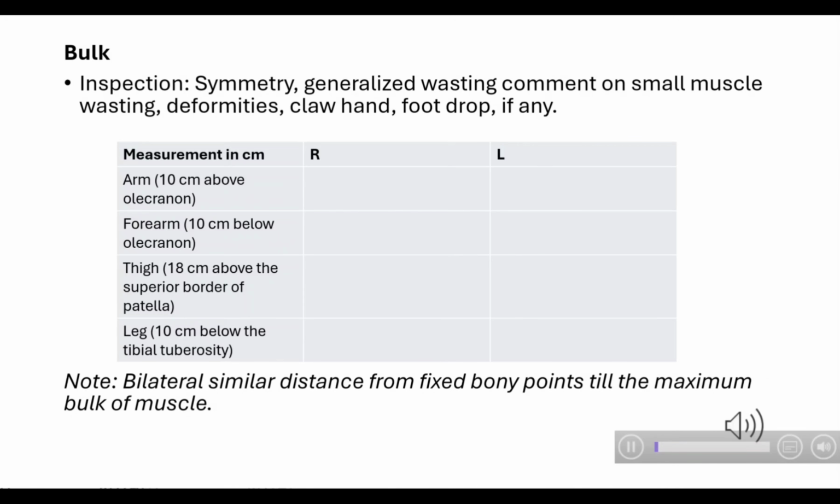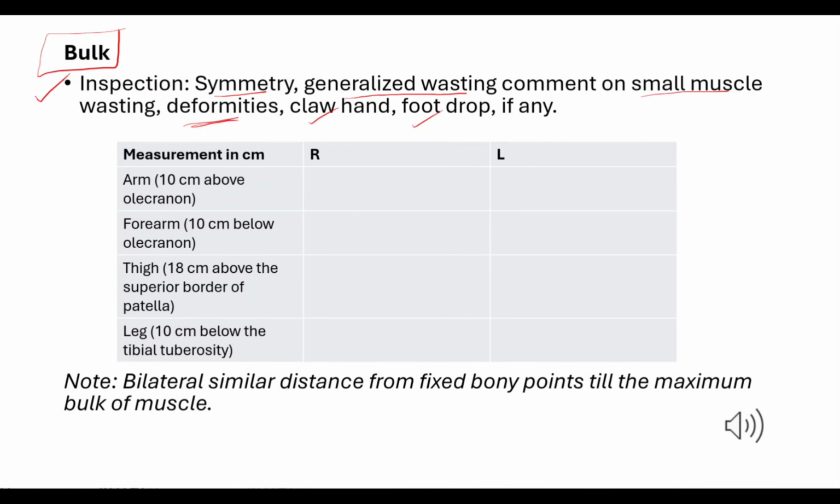Next, we assess bulk. We start with inspection, looking for symmetry, generalized wasting, or small muscle wasting. We specifically check for structural deformities like a claw hand or a foot drop. Remember, your eyes are your greatest diagnostic tool here. We are looking for visible signs of asymmetric muscle loss, which we will learn to map to specific nerve lesions very soon.